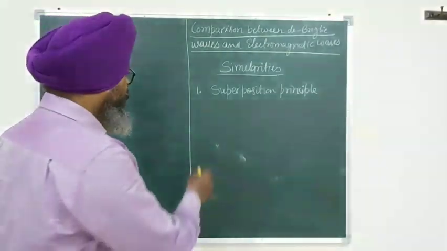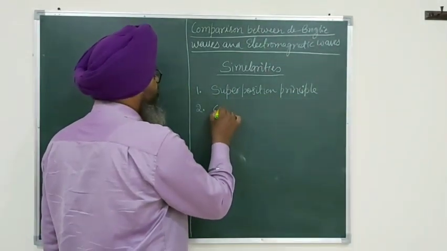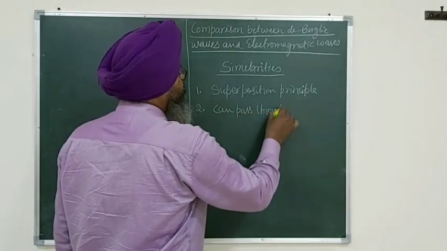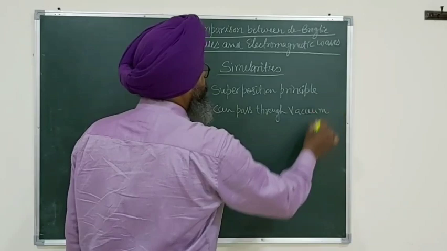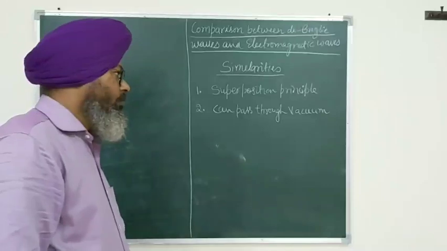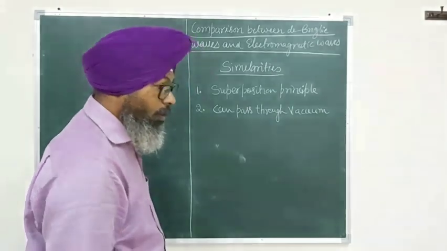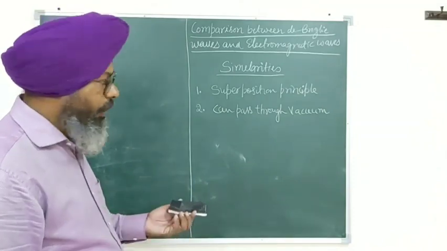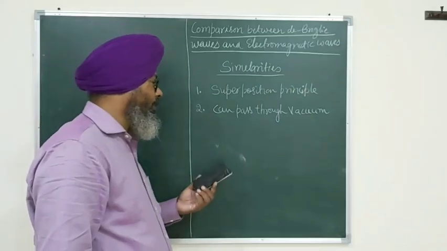And both of these waves, electromagnetic waves as well as de-Broglie waves, can pass through vacuum. These are the two major similarities between the electromagnetic waves and the de-Broglie waves. However, I am able to recall only two similarities. There may be more than that, but right now I am able to recall only these two.